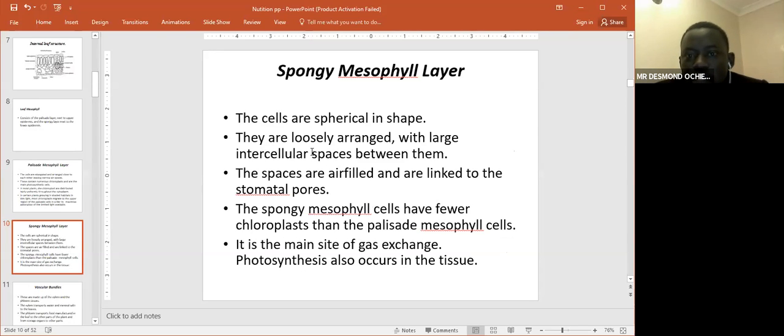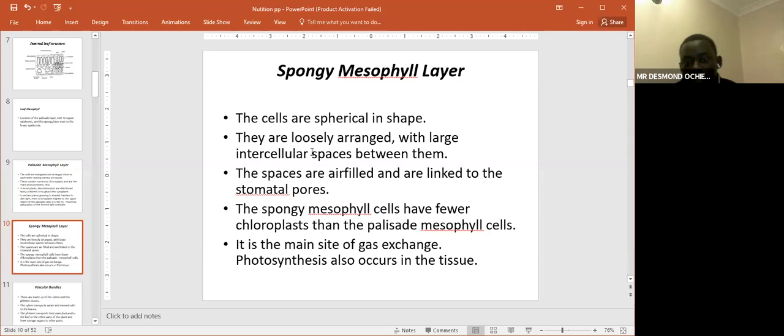When you look at the spongy mesophyll layer, the cells there are spherical in shape. They are not like the palisade mesophyll cells. The cells there are loosely arranged with large intercellular air spaces in between them. The spaces are filled with air, and they are linked to the stomatal pores, which are found on the lower epidermis.